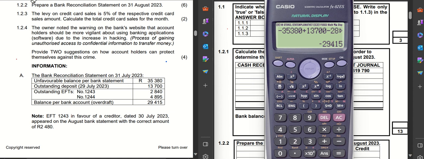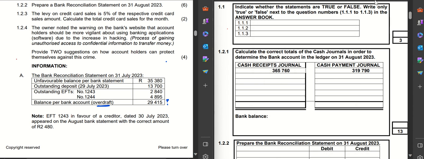Balance as per bank account and overdraft. You can see it's also a minus over here. That is how you would have done it, just in case the examiner does not give you this one and you have to calculate it, because you will need that amount. Where would you need that amount? When you come here and you're doing your bank balance. So I'm just going to do as we did in the Eastern Cape. You have your bank account here, your bank balance brought down. It's a minus, so I'm going to bring it to the credit side. Remember, credit side is unfavorable.